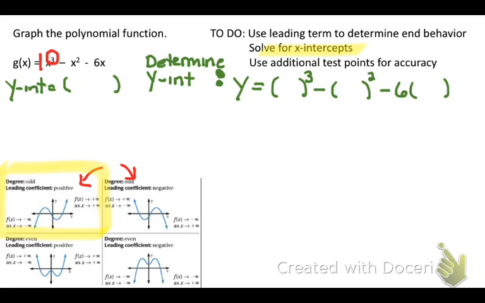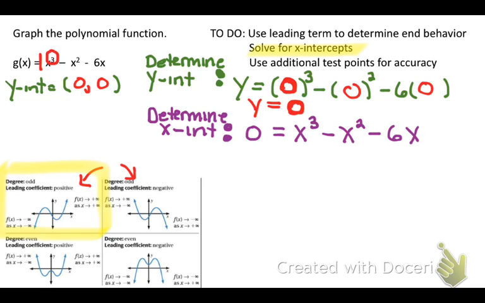So I say solve for the x-intercepts, but we can also determine the y-intercept. So we will substitute a 0 for my x's, and when I do that, y equals 0. So the ordered pair for the y-intercept is going to be 0, 0. When I subbed in a 0, we ended up with a 0. To determine the x-intercept, we make the y value equal to 0. Now I look at my x cubed minus x squared minus 6x, and I want to solve for x, and I can do that by factoring.